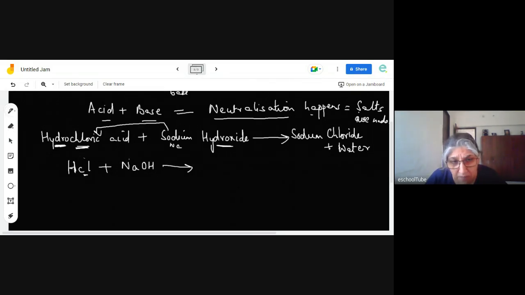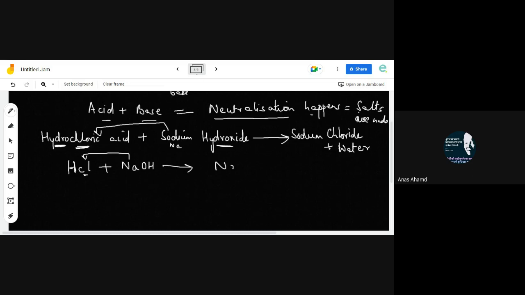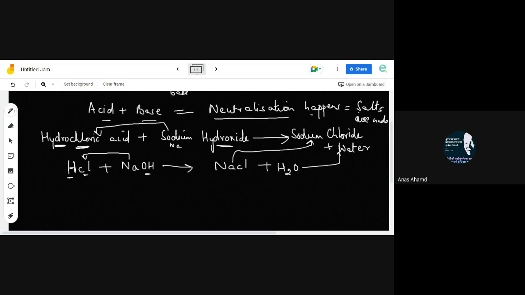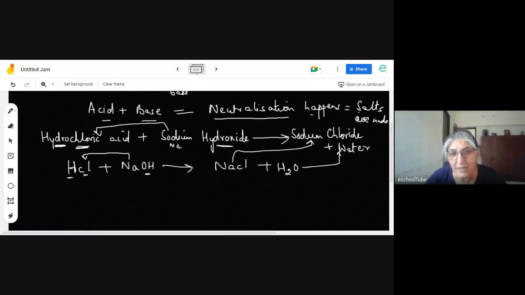This sodium is combining with this chloride, making NaCl, which is what? Sodium chloride. This H and this OH are combining. So what do we get? H2O, which is what? Water. And water. Okay. HCl plus NaOH.